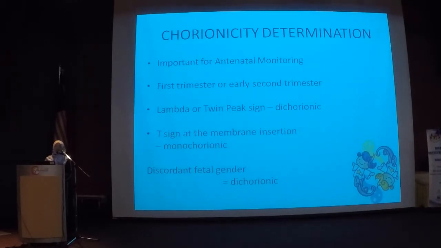For dichorionic, you will diagnose when the ultrasound shows the lambda or twin peak sign. I will show you the photo of this. For monochorionic, the T sign at the membrane insertion. And if you're lucky, let's say the patient came to you later because of a late booking, and you noted that one baby is a boy and one baby is a girl, then you know that the pregnancy is dichorionic twins.